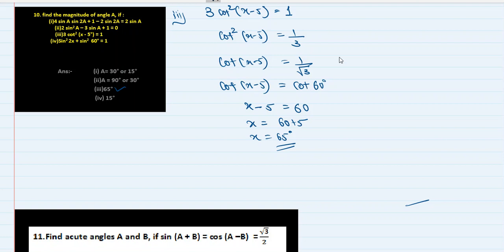All right, the next question, the fourth question I'm going to solve over here. Sine square 2x plus sine square 60 is equal to 1.